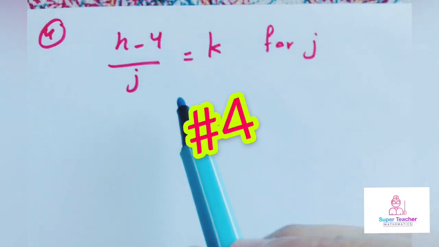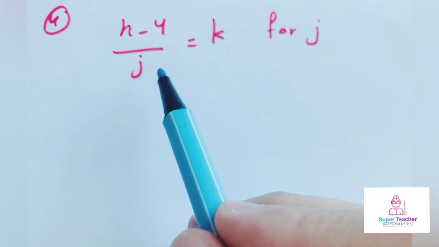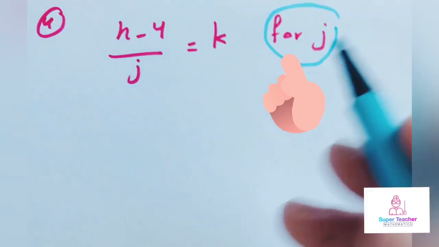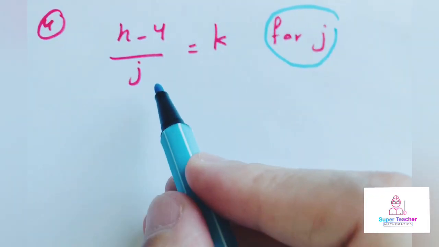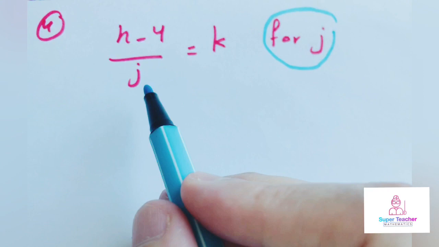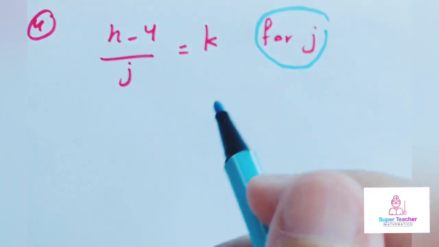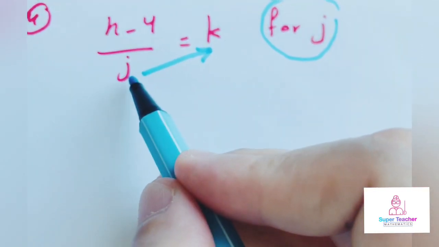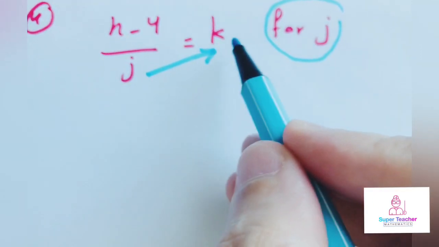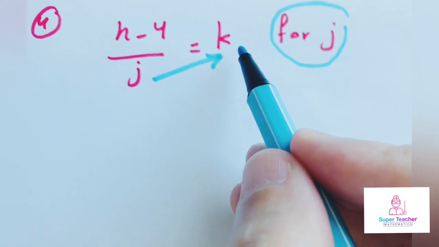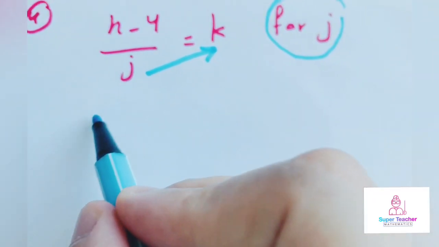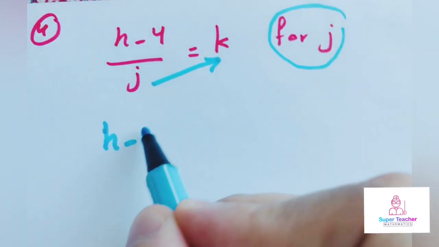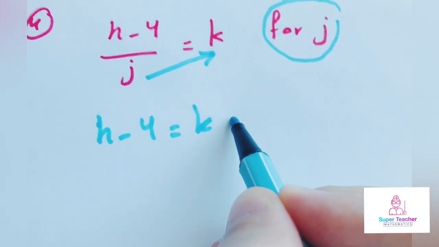Okay, last question, question 4. h minus 4 over j equals k, for j. So this is the indicated variable. I'm going to keep it alone. j is already down. h minus 4 over j equals k. How am I going to take it up? Just multiply j by k. Multiply the variable down with the variable on the other side up. So we will change the position of the j. It will be up. So h minus 4 equals kj.